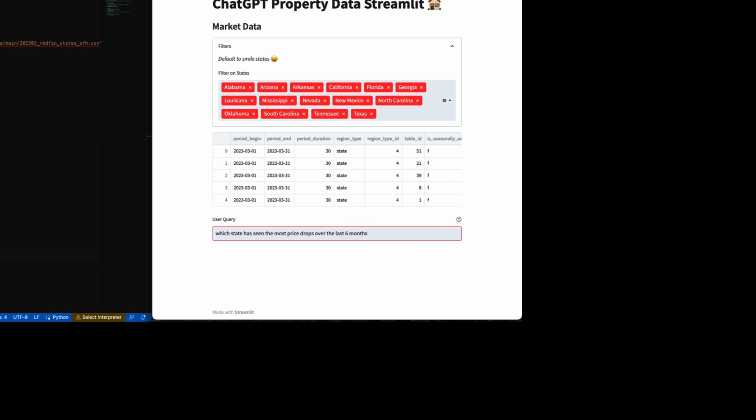Maybe this can indicate to us that this particular state is cooling off because prices are coming down, or maybe there was a lot of wish pricing that wasn't realistic. This is currently running, and now we see Arizona has had the most price drops over the last 6 months.